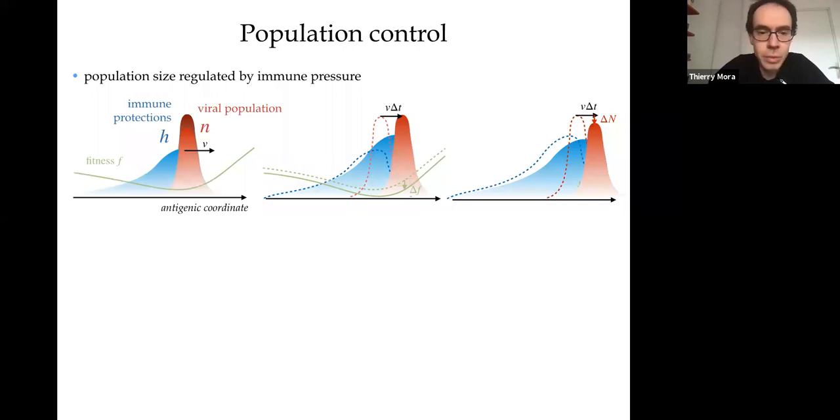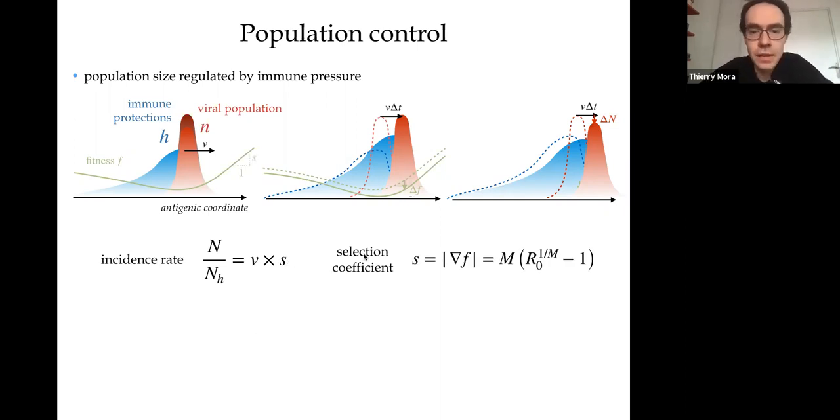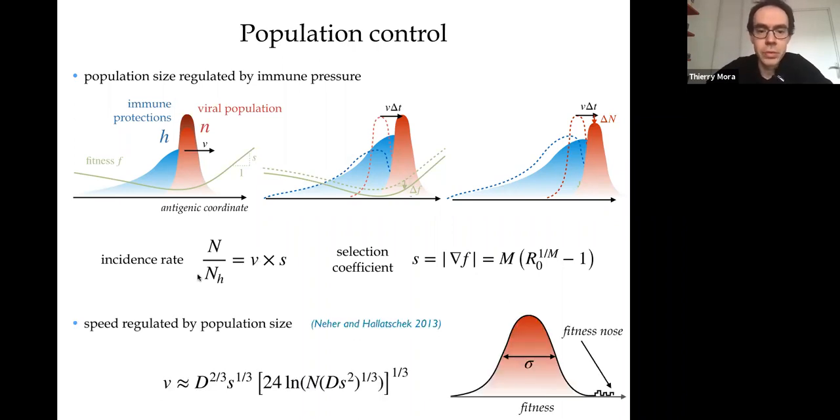And this fixed point is given by a fairly simple equation that gives you the ratio of the population size. So this is the number of infected hosts n divided by the total number of hosts n_h, so it's also called the incidence rate. It's just given by the speed of the wave times some coefficient s, and this coefficient s is basically the value of the fitness gradient, and you can calculate it explicitly as a function of the parameters of the model. So that relates n with v, but what is the speed of that wave? And this is where we can actually use existing results from the fitness wave theory.